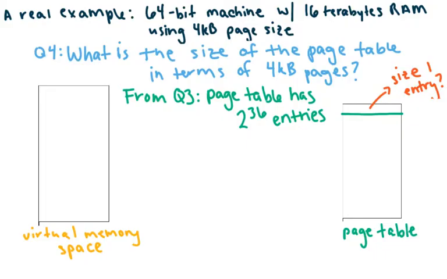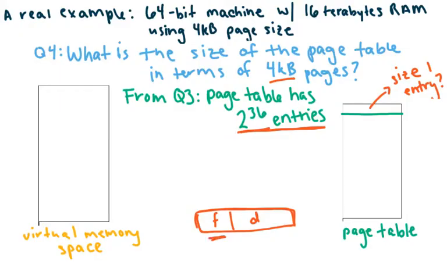Okay, so now we want to know what the size of the page table is going to be, and we want it in terms of pages. We already know that the page table here has 2 to the 36 entries. And so each entry is an address. So each entry is going to have an address to the frame table, right? So it's going to have the frame number and then store the offset. Really, it just needs the frame number, but it's going to have that.